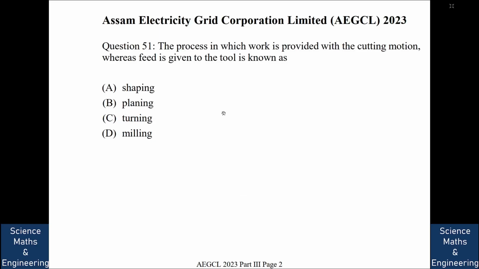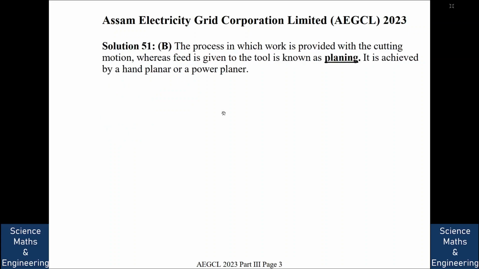The process in which work is provided with the cutting motion whereas feed is given to the tool is known as planing. It is achieved by a hand planer or a power planer. The power planer is also simply known as planer. So we'll go to the next question.